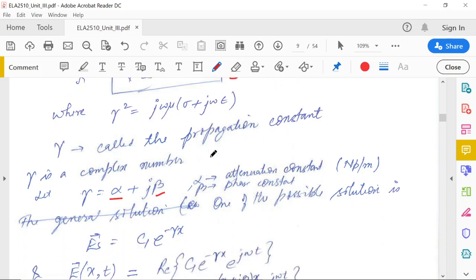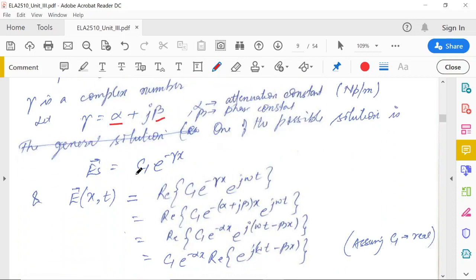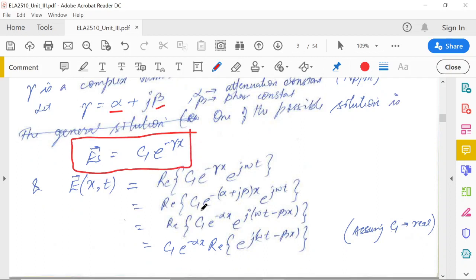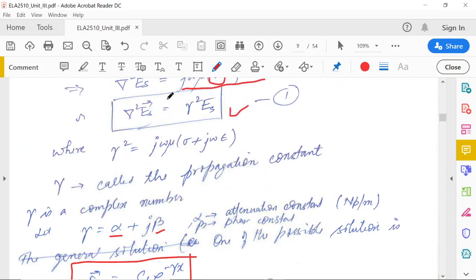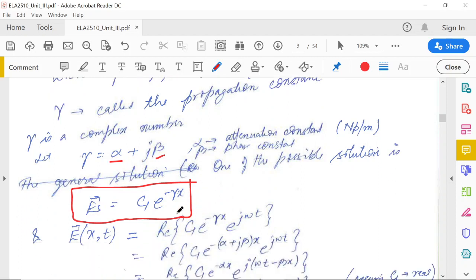The solution of this equation: one of the solutions is this one, and we also have the other part, plus c2 e to the power plus gamma x. Just focus on this one solution here. So Es equals c1 e to the power minus gamma x. When you put it in here, you will see that this fulfills this equation, and this is a solution.